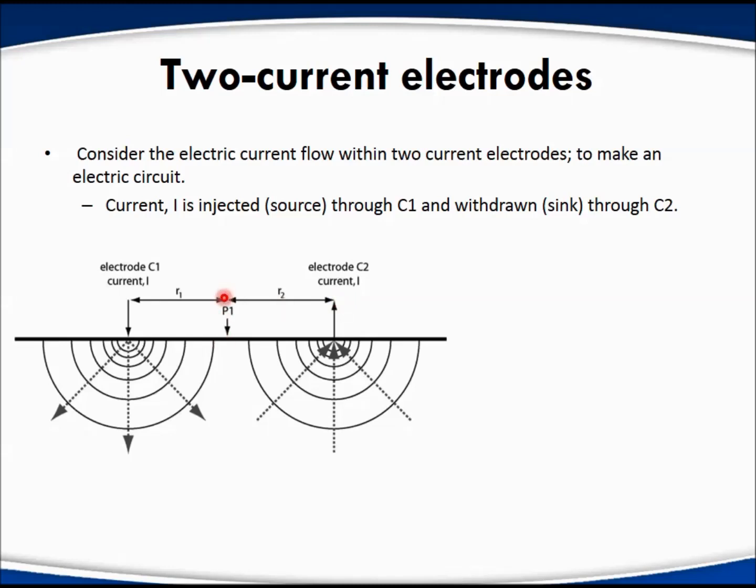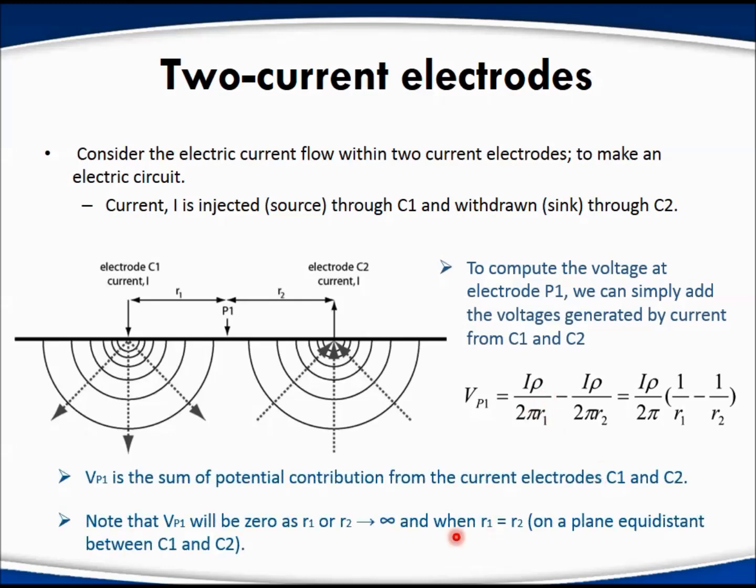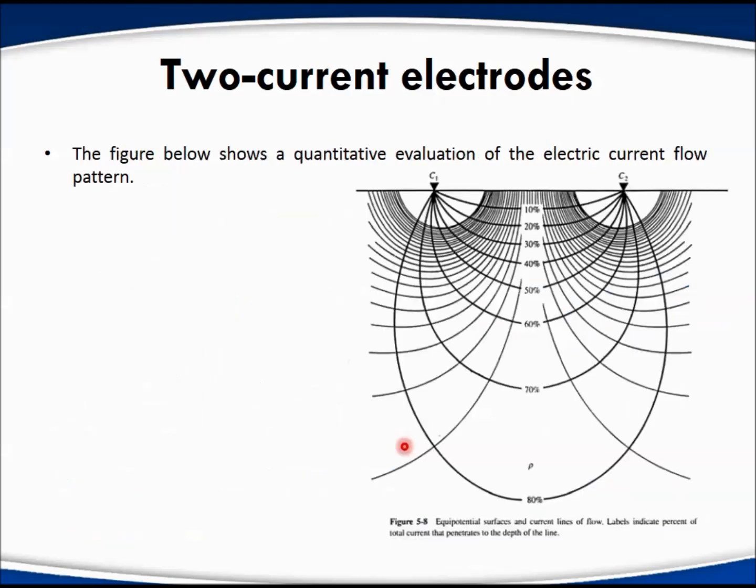And here we have a single potential electrode at the center that's going to measure the voltage of this injected current. So with this kind of configuration, now we can measure the potential difference of two different radii by using the formula like before. So please take note that when the radius is equal for radius 1 and 2, it will become 0 on a plane equidistant between C1 and C2.